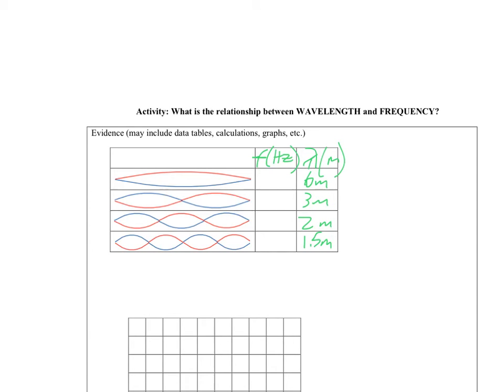Now the frequencies you calculated, what you should have noticed was that as the wavelength got shorter and shorter, the frequency had to get higher and higher to create these different standing waves. So I don't remember what they were exactly, but let's say this one was like 2 hertz. This one was 4. This one was 6. And this last one here was 8.